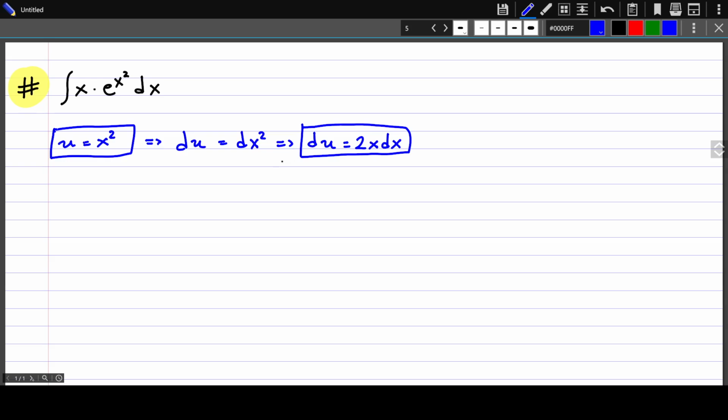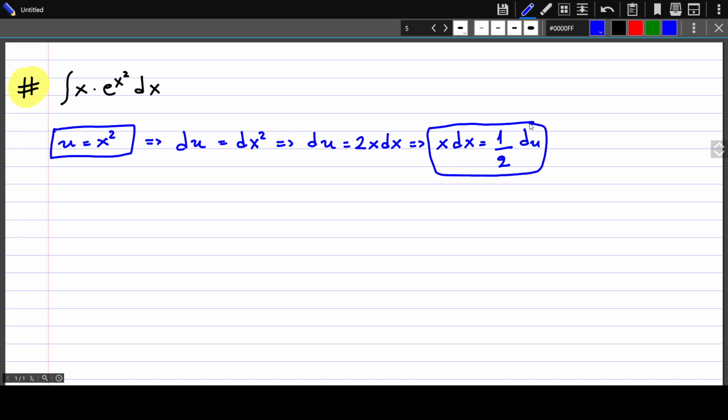So, now we need to substitute the things we have found over here, which is instead of x squared over here we will put u, and we have x dx. Do you see it over here? So we need one more step actually. We will solve this one, x dx equals 1/2 du, and now we will substitute.